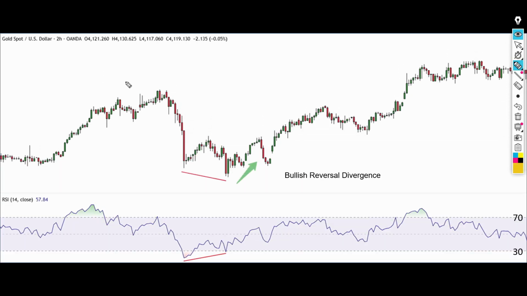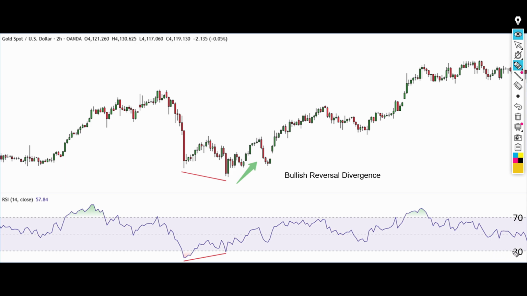This technique is all about comparing the corresponding highs and lows of the price action with the RSI indicator. Here I am using the chart of gold spot versus US dollar and the time frame is 2 hours. We can see the price action of gold and the Relative Strength Index indicator applied here. The blue line you can see here is the RSI line, which indicates the momentum of the price action. There are two important levels in the RSI indicator.